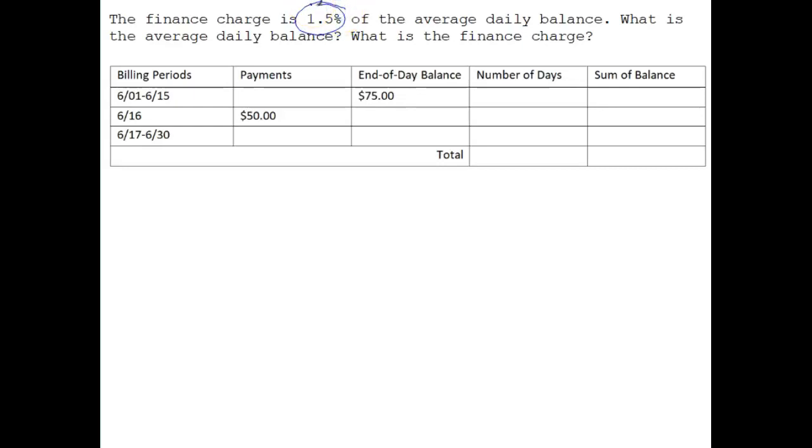Now, if we were going to use this to calculate the finance charge, we can see that it's a 1.5% periodic rate. So from June 1st to June 15th, his end of day balance was $75. So that is 15 days. So we're going to take 75 times 15, and that is $1,125. On June 16th, he made a payment of $50. So now instead of owing $75, he paid back 50 of that. So now he only owes $25. And that is only for the 1 day. There's only 1 day listed here. And so that would be $25.